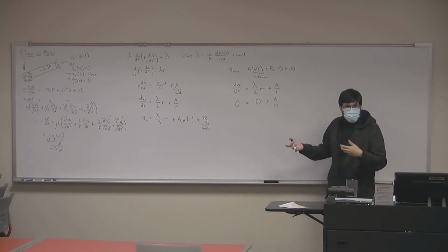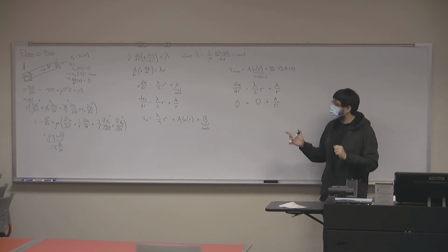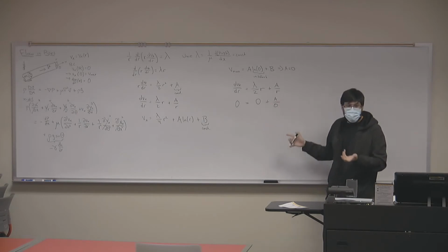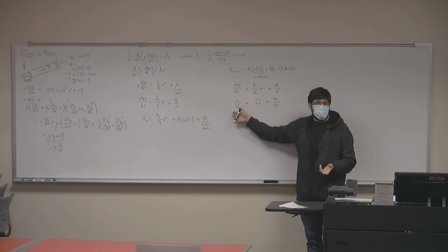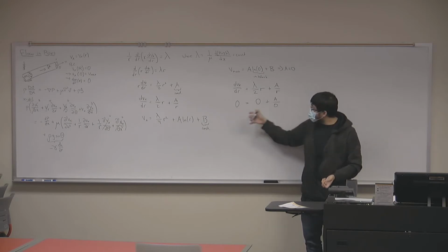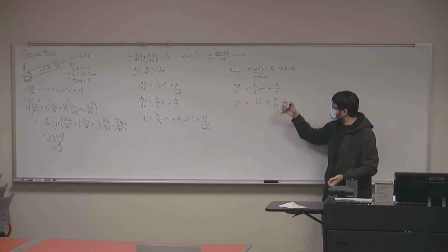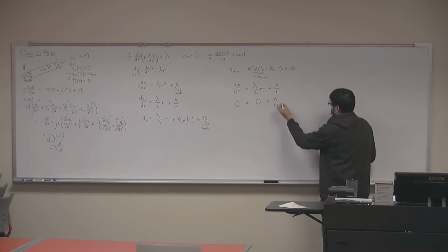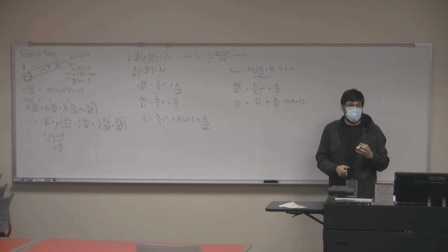We can say, okay, as r tends towards 0, this tends towards infinity. We could. However, that doesn't really help us because the answer still has to be 0. So if this has to be 0, what does a have to be in order for this to be 0? 0. So what we get from here is that there cannot be a natural logarithm term in our equation because it doesn't make sense physically, right?